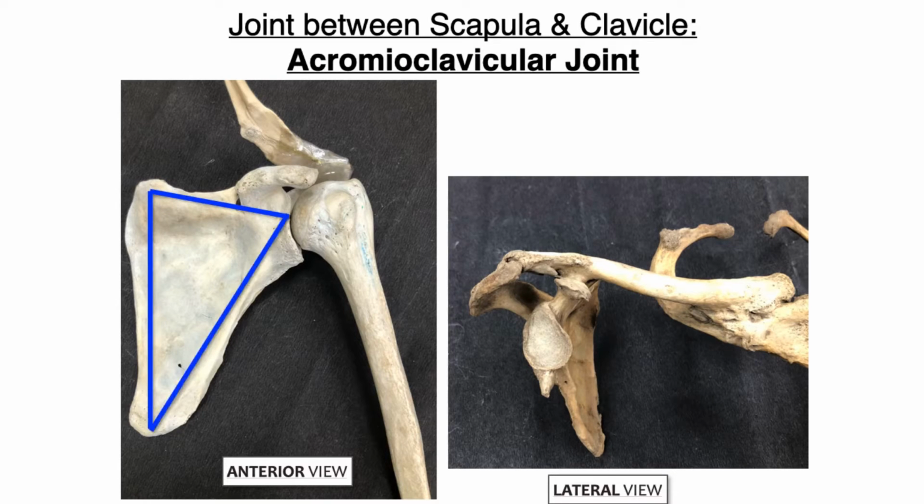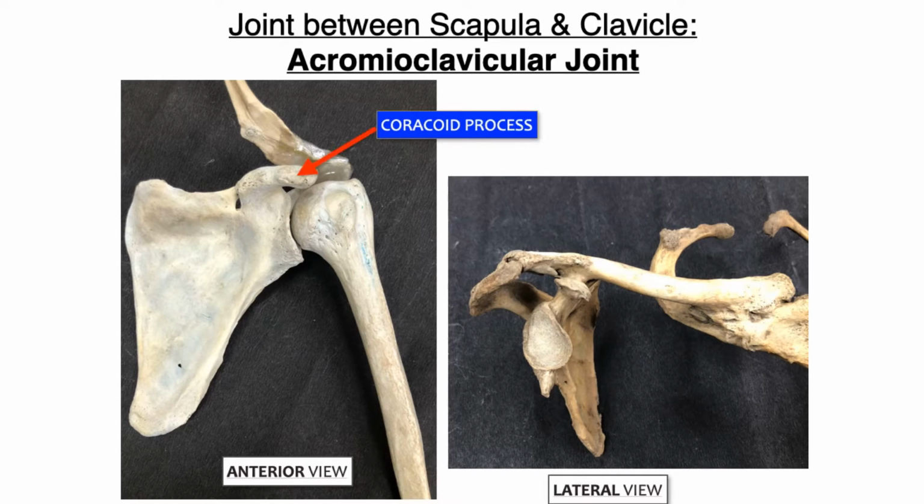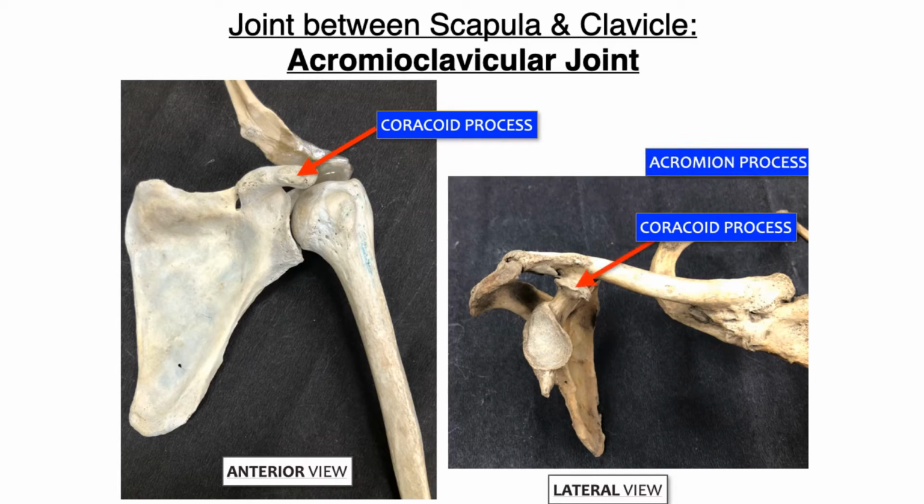This triangular piece of bone is the scapula. Over the scapula, we have a process which is called the coracoid process. Let us see the coracoid process in the illustration on the right side. This is the coracoid process. We are viewing the scapula from the lateral aspect in the illustration on the right side. So this is the coracoid process. Another process attached to the scapula is the acromial process, and this is the clavicle. So the joint present between the lateral end of the clavicle and the acromial process is the acromioclavicular joint.